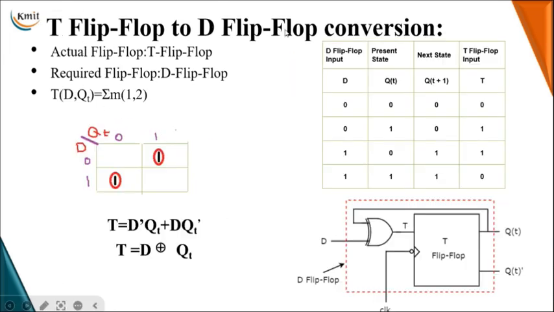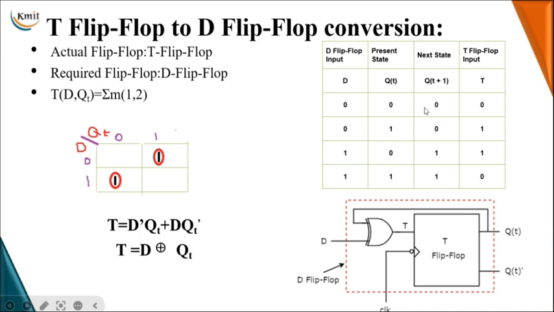Next, T flip-flop to D flip-flop conversion. Here the actual flip-flop is the T flip-flop and the required flip-flop is the D flip-flop. First we draw the required flip-flop conversion table: D is 0, Q is 0, next state is 0; D is 0, Q is 1, present state is 1, next state is 0. So Qn plus 1 is the same as D. Hence we copied the D value onto Qn plus 1.